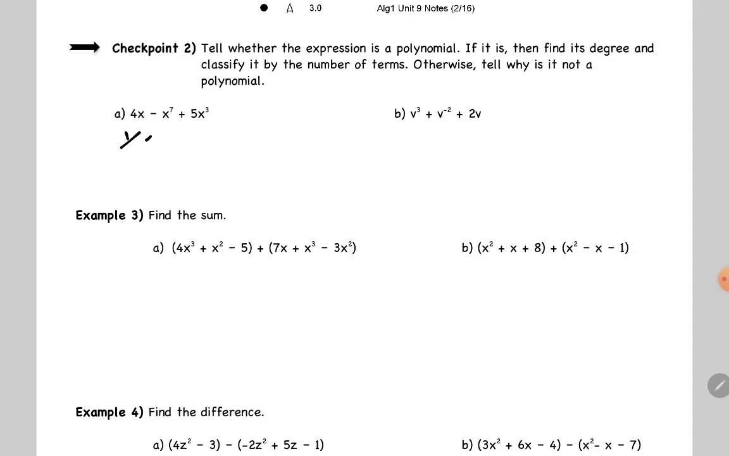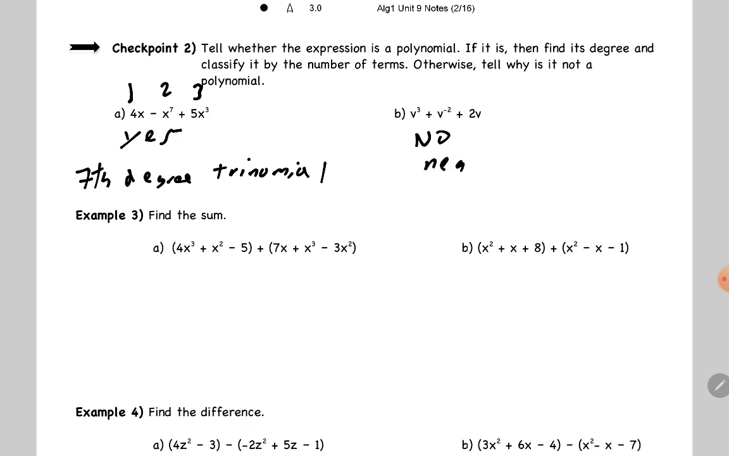So yes, this is a polynomial. It's a 7th degree trinomial. The degree is the highest exponent, which is 7. It's a trinomial because there's 1, 2, 3 terms. Okay, part B. This is a no because of the negative exponent.